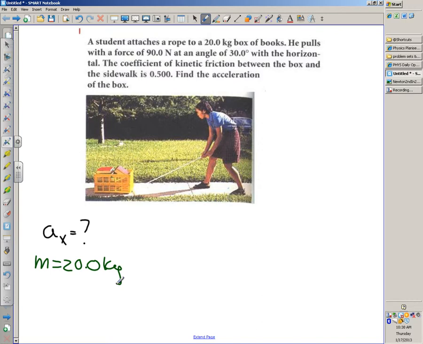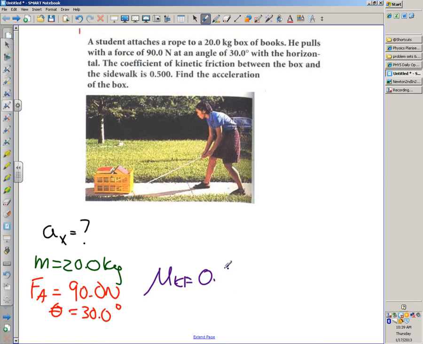They gave us a force. It's the force that this kid is pulling on the box, so we would probably call that the applied force, F of A. It tells us that F of A is 90 newtons, and that it's acting at an angle of 30 degrees. So theta is 30 degrees in this problem. One more thing they told us: the coefficient of friction. I'll go purple on that one. The coefficient of friction in this problem is equal to 0.5.